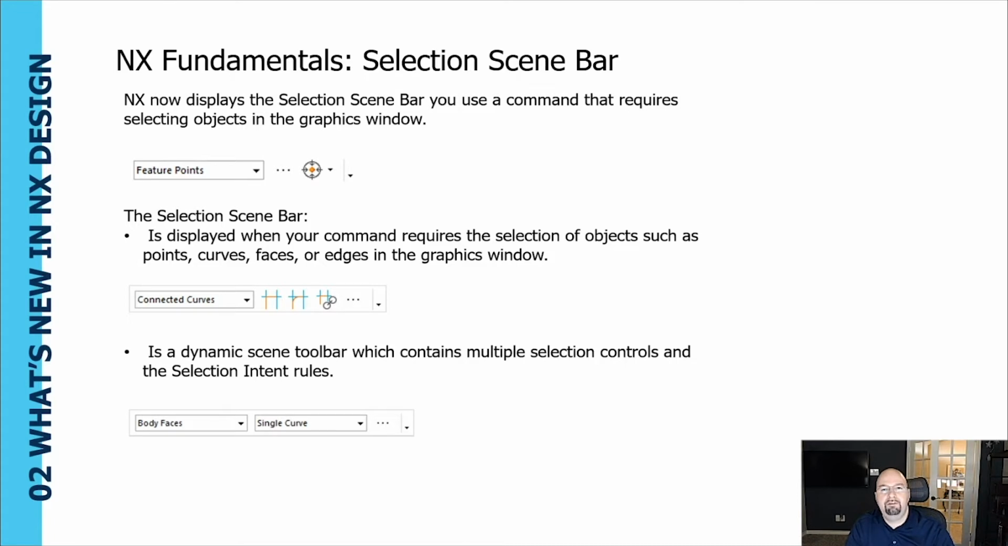So once you have that option show up, you can select from those drop down menus and be able to pick individual points or multiple points on your part to place your hole feature. The selection scene bar is displayed when your command requires a selection of objects such as points, curves, faces, or edges in the graphics window. And again, that's going to depend on which feature type you are creating at that time. It is a dynamic scene toolbar which contains multiple selection controls and selection intent rules. So once you get that feature creation process started, you will be presented with potentially a different appearance to that selection scene bar depending on what you're creating there.